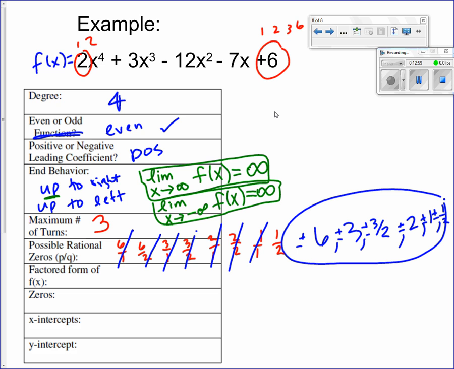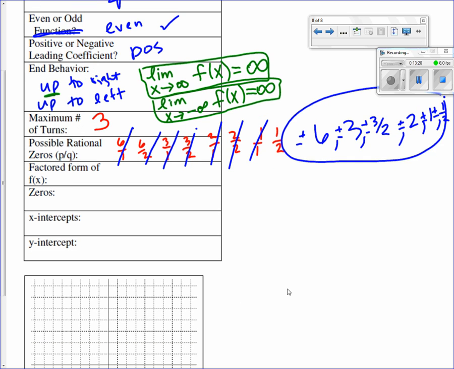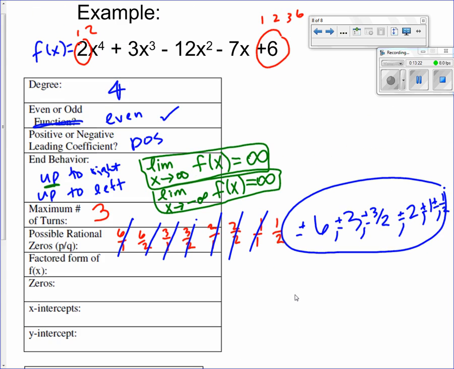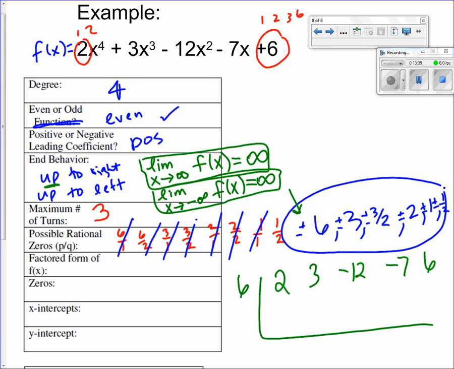All right, next I want to factor it. This next step is what takes the most work. I'm going to take a number off of my list of possibilities, and I'm going to use synthetic division to see if it's a 0. So this is a little refresher from your Algebra 2 class. So my original function, I'm going to write out just the coefficients. So I have 2, 3, negative 12, see that minus sign? Negative 7, and 6. And let's guess, hey, maybe positive 6 is one of my zeros.